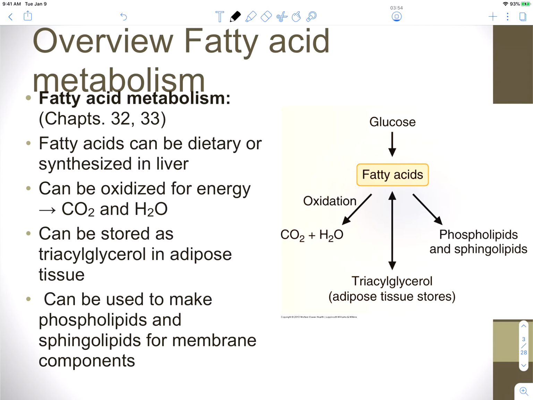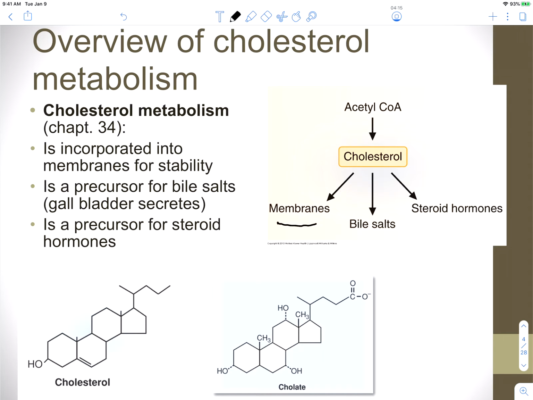Cholesterol metabolism, we're going to talk about how cholesterol is made. It starts with acetyl-CoA. And then cholesterol is going to be incorporated in membranes. That goes back to Biochem 1. It allows for fluidity in the membrane. It will also be a building block for other molecules that are important, such as bile salts and steroid hormones.